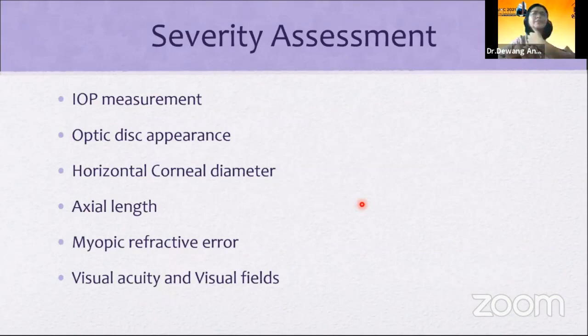So that's why it is important to assess the severity of congenital glaucoma when the child presents, because it is important for us to prognosticate them and to follow them up according to the severity to prevent blindness. To assess the severity, we have to measure the IOP and the optic disc appearance that we normally do. Apart from these, there are proxies to IOP, which are the increase in the corneal diameter, increase in the axial length, the myopic refractive error, the visual acuity, and visual fields.